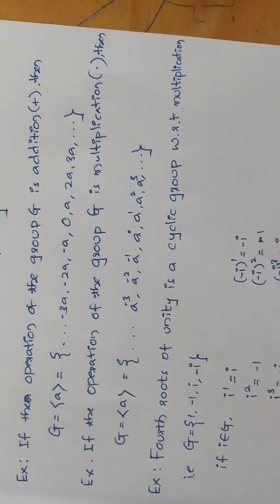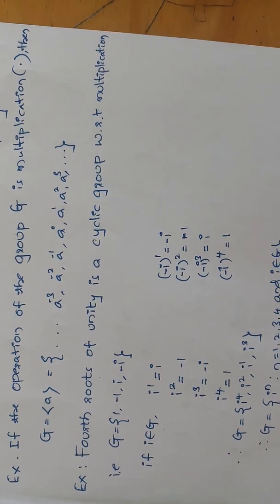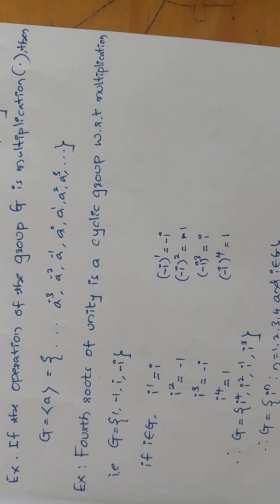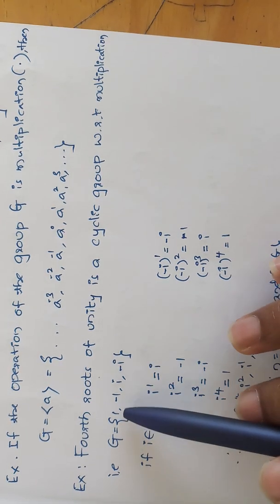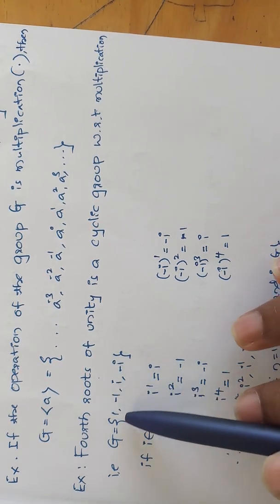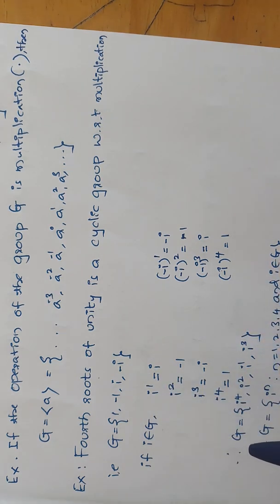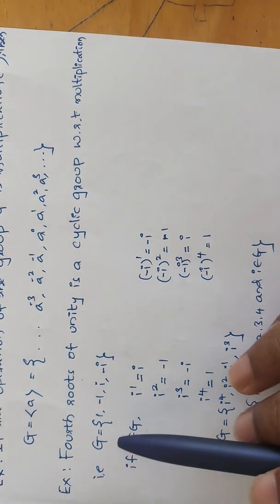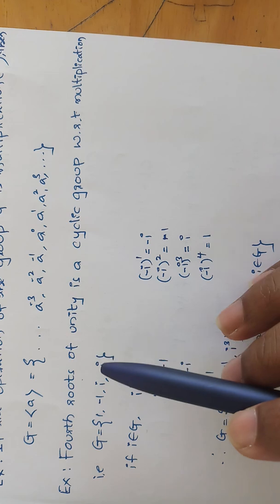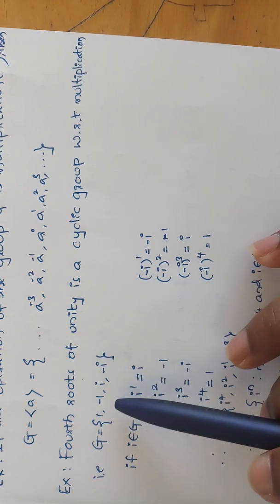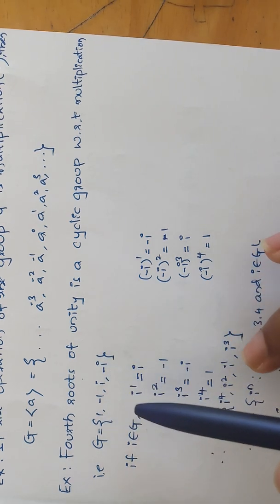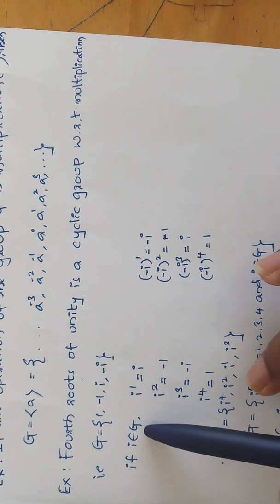A simple example: the 4th roots of unity is a cyclic group with respect to multiplication. From these elements, any one element that generates all the elements is called the generator of the group. So G is equal to {1, minus 1, i, minus i}, because the 4th roots of unity are these elements.